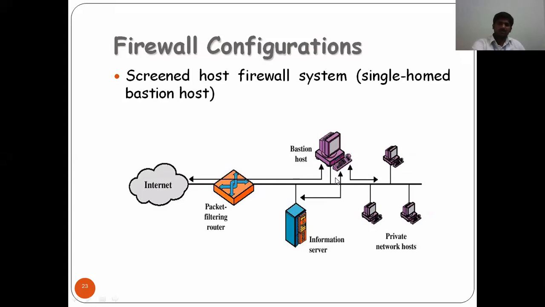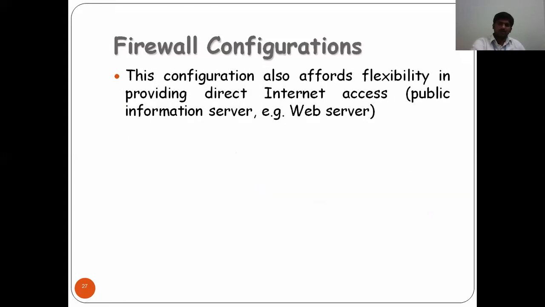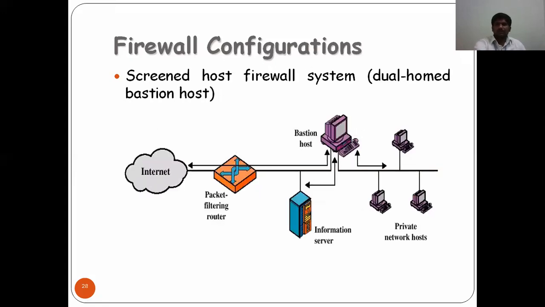But here, in the dual homed one, we have separate connections. Through those connections, we get separated by the different systems. So the firewall is going to secure the bastion host, and later it secures the rest. Now the bastion host plays a major role in providing security to all the other systems in the network.